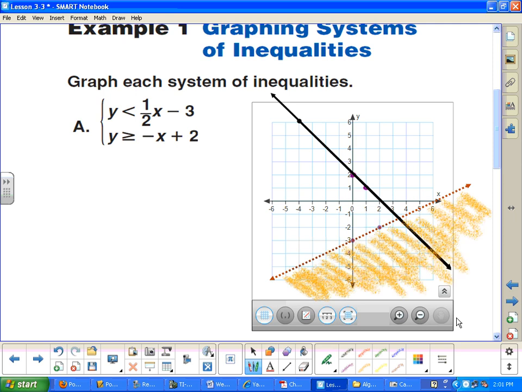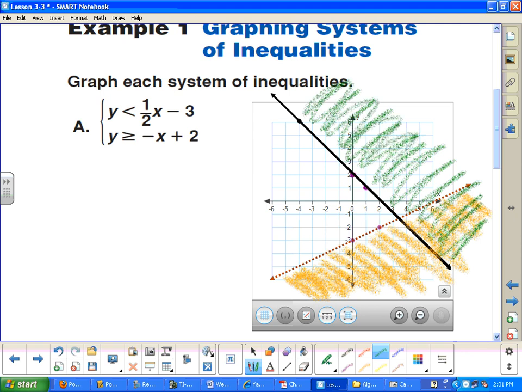And then it's going to be greater than or equal to the other line. So we have this other line here, so we'll shade above that one. So we'll do that in green. And then my answer is where those 2 different shadings intersect. And so my answer here would be this area here then.